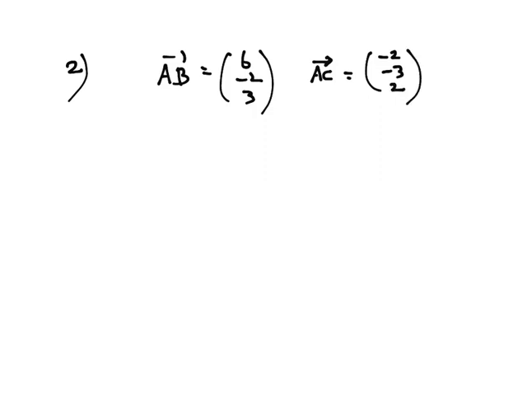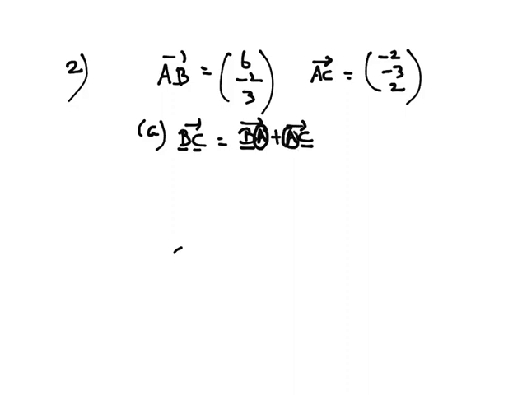AB vector is 6, minus 2 and 3, and AC vector equals minus 2, minus 3, 2. The first question is find BC. Now BC vector is nothing but BA plus AC. You can see BC, so start with B and end with C, and in between you should have the same point, BA plus AC.